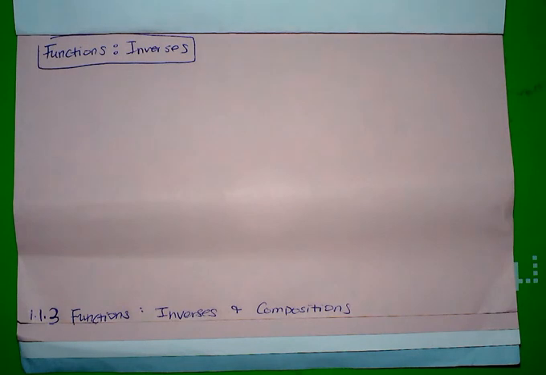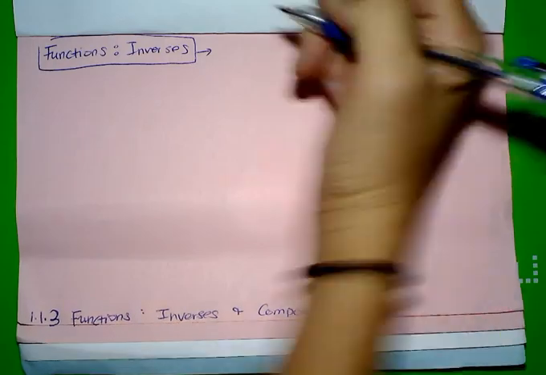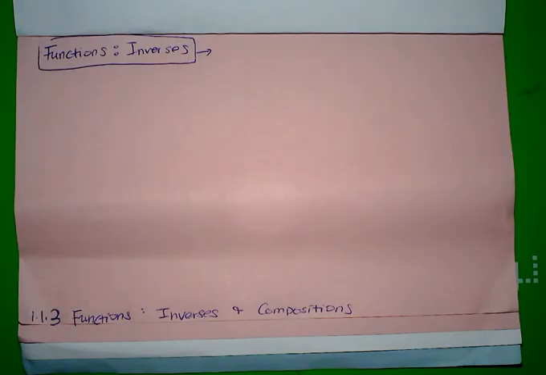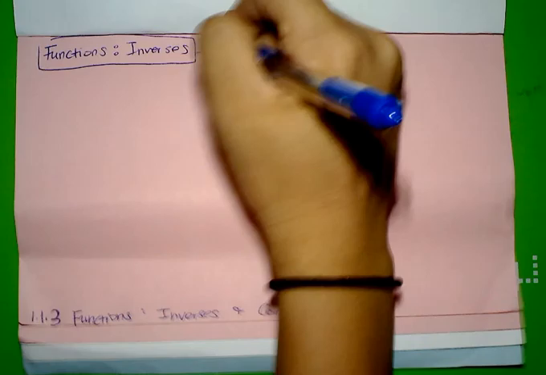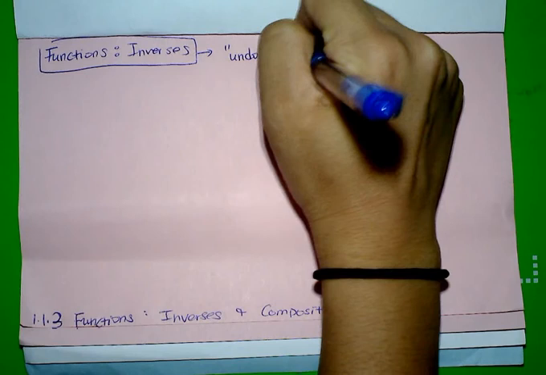Not the opposite. Opposite in math means negative, right? So it's not the opposite. What's another word we can use? Reverse. I like that. So should we call it reversing or undoing? Which one do you prefer? Undoing. Okay, inverse is undoing a mathematical process.